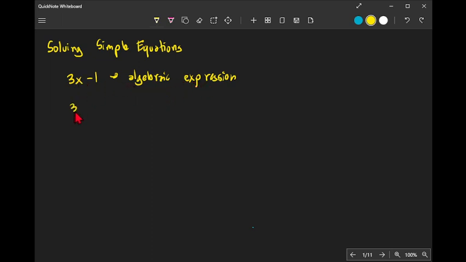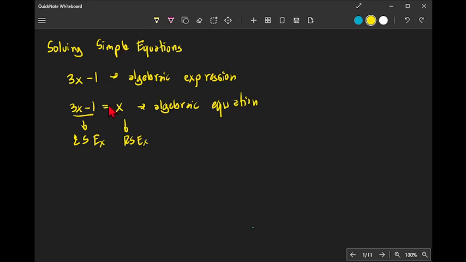Now, for instance, we have 3x minus 1 is equal to x. This is now what we call an algebraic equation. As we said earlier, this part is an expression. We call this one the left side expression, and this is another expression, which is the right side. So an algebraic equation is two expressions joined by an equal sign.